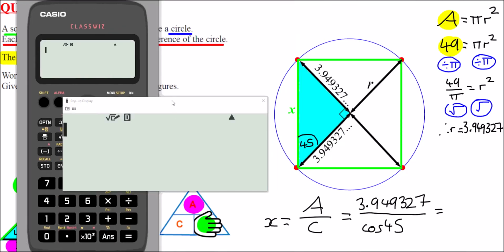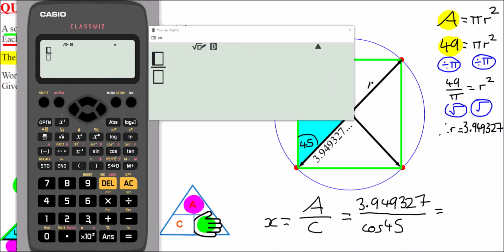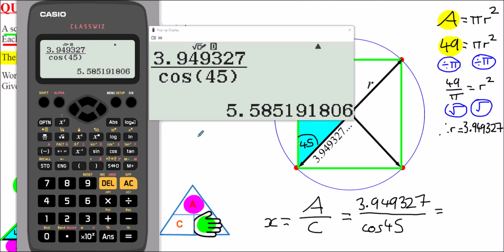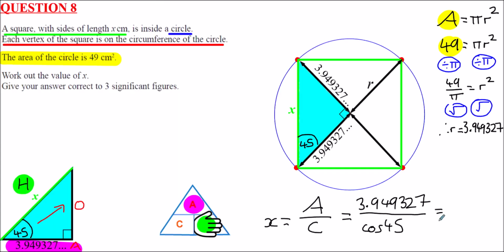So what we're going to get is 3.949327 divided by cosine of 45, and we get here to three significant figures 5.58. Or maybe that 8 will round up so it becomes 5.59. Well, that 8 will round up because next to it is a 5. If it's 5 or higher, we round up, remember. So instead of 5.58, our final answer is 5.59.